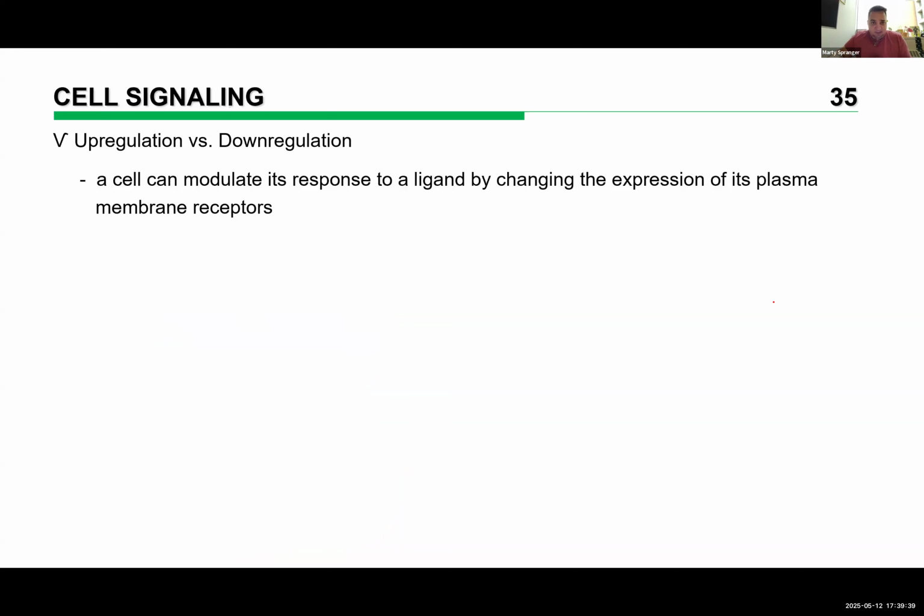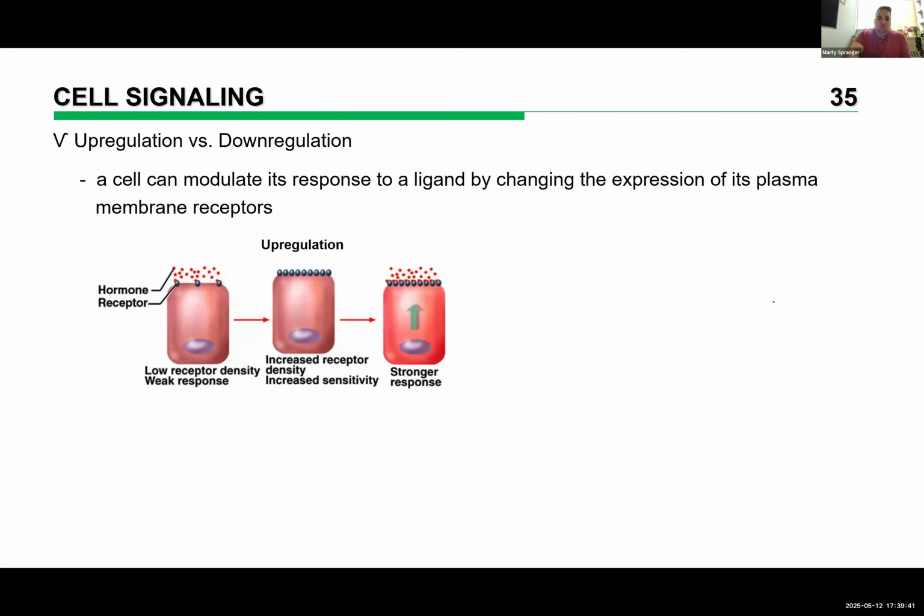You've probably learned about upregulation and downregulation. So if you have a cell here that's got hormone on the outside of it, it's got receptors, and it wants to increase its responsiveness to the hormone on the outside of the cell, it can manufacture and put more receptors in the membrane. So we call that receptor upregulation.